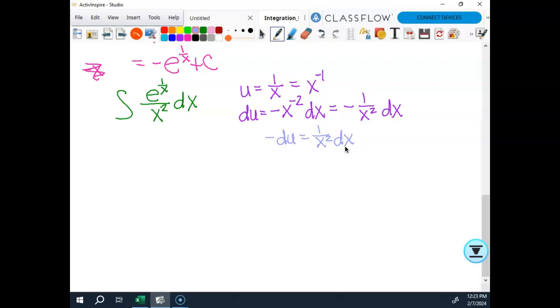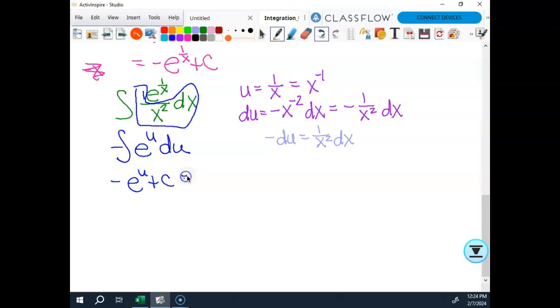Everybody with me at this point? So now when I go back over here to put it in, instead of e to the 1 over x, it's going to be the integral of e to the u, and then the 1 over x squared dx is right here. And so there's my negative du. But I can just pull the negative out front. Do you see how it's the same but not as wonky looking because of the e? Because then we're going to do the same thing. When you integrate e to the u, what do you get? e to the u. So negative e to the u plus c. So that gives me negative e to the 1 over x plus c.